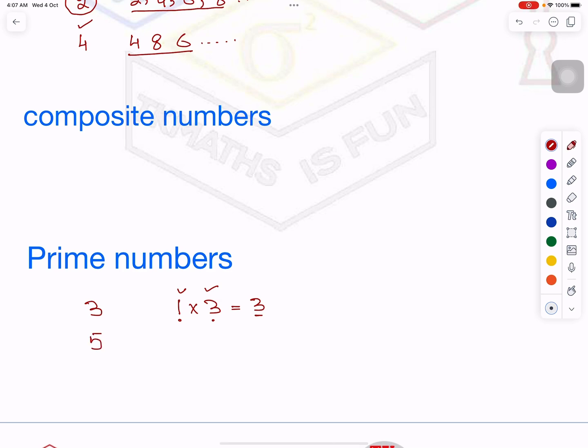For example, 5. 5 times 1 is 5. Again, it has only two numbers which can multiply and give you 5. So these are the factors. So 5 is a prime number because it has only two factors. So we can say prime numbers have only two factors.